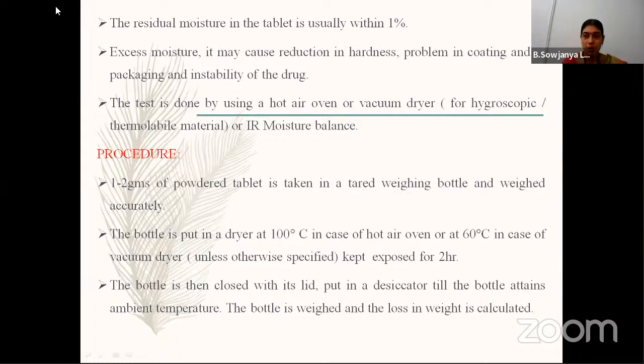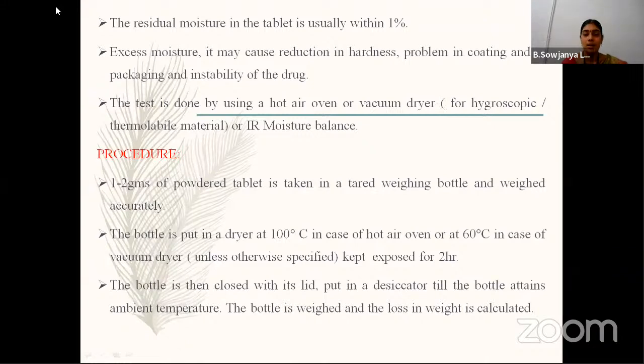Generally, the required amount of tablets are crushed and taken in powder form, right? Generally 1 to 2 grams of the tablet powder is taken and weighed. The tablet powder is placed in a bottle, and the bottle is put in a dryer at 100 degrees. In the case of a hot air oven, the required temperature is 100 degrees centigrade. If the instrument is a vacuum dryer, the temperature is 60 degrees centigrade.